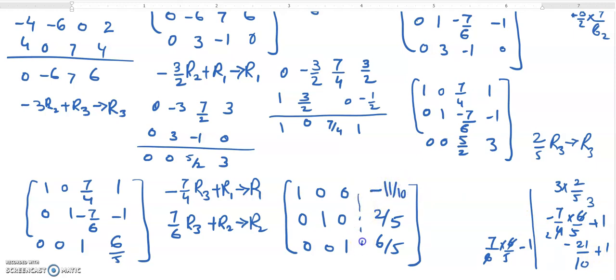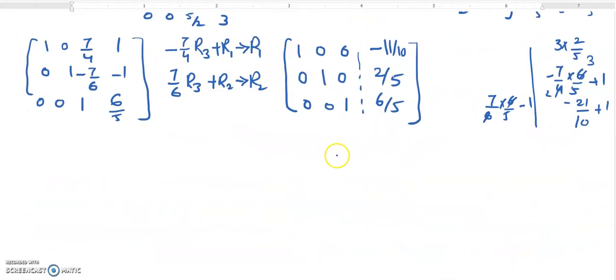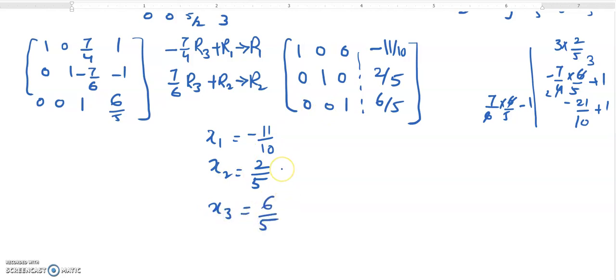So now, according to the Gauss-Jordan method, this equation is in reduced echelon form. Rather, it is a kind of triangular form, and then we already have the answer. So for example, this equation is x1 equal to minus 11 by 10. Then this equation is 0x1 plus x2, so x2 will be equal to 2 over 5. And then this is 0, 0, x1 and x2, so x3 will be equal to 6 over 5. So this is how the Gauss-Jordan elimination method works.